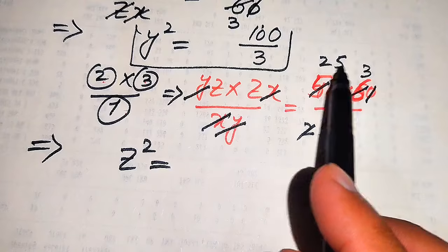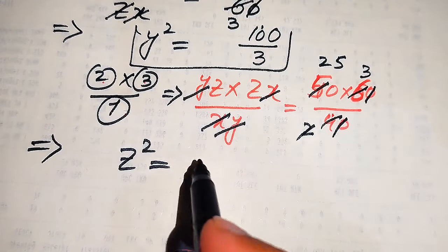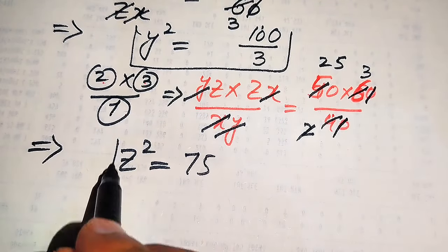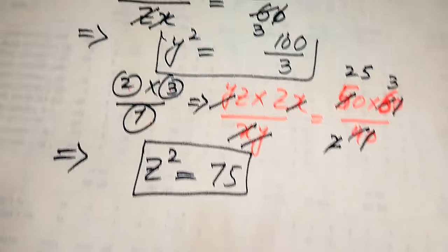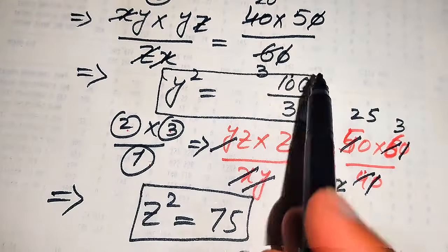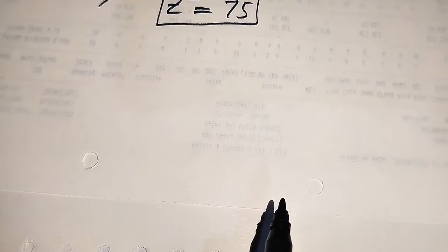So now we multiply 25 times 3, and 25 times 3 becomes 75. So this is the value of z square. So we found the value of y square and z square, and now we need to find the value of x square.